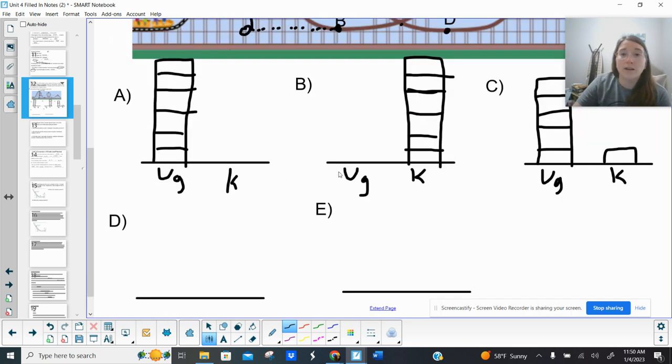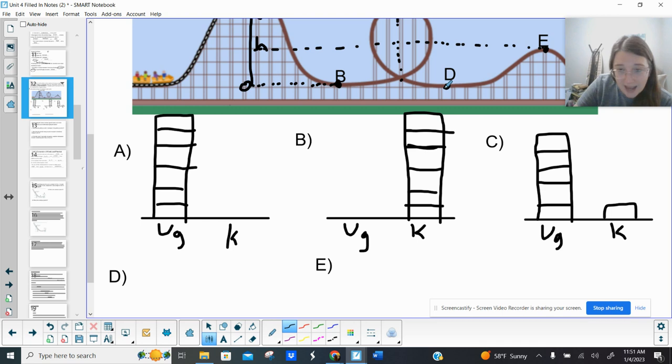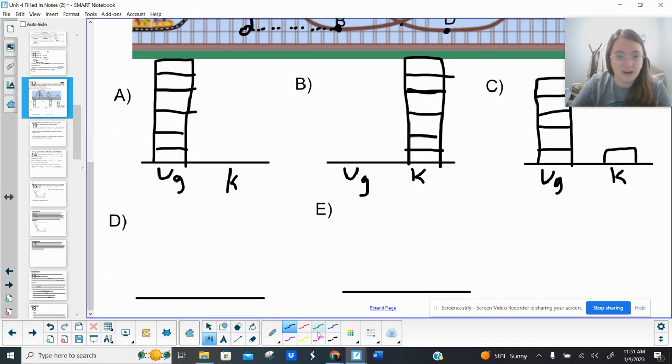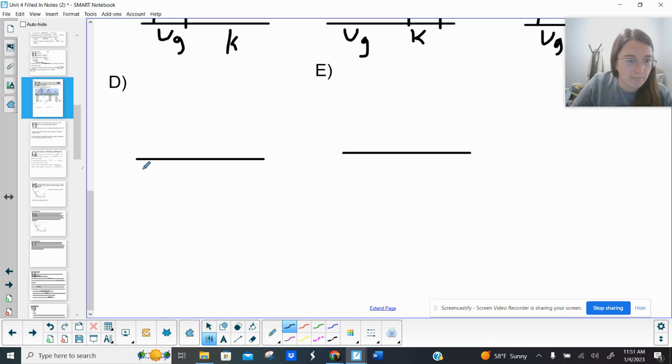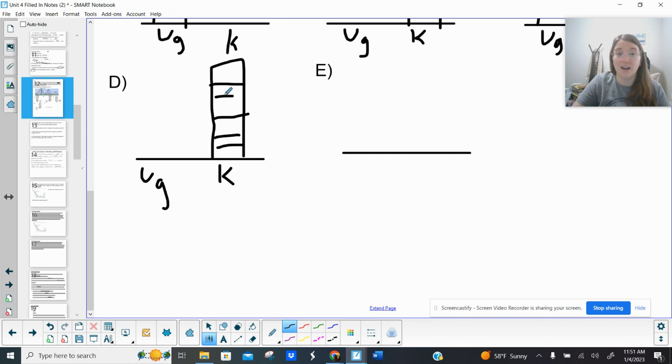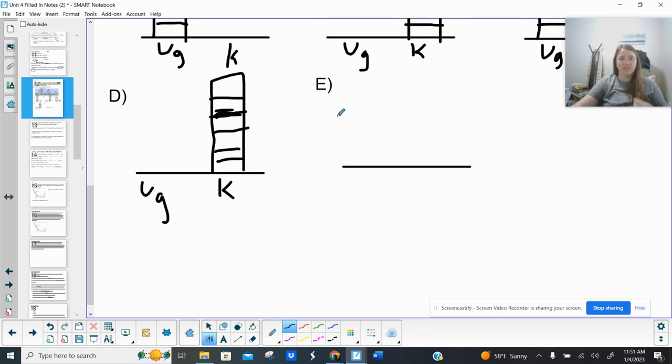Okay, so D, notice, is the same height as B. B and D have the same height, so they actually are going to have the same bar chart. At that point, all of my energy is in kinetic. So you should have a height of 6. Yes, height of 6. All of my energy is in kinetic.